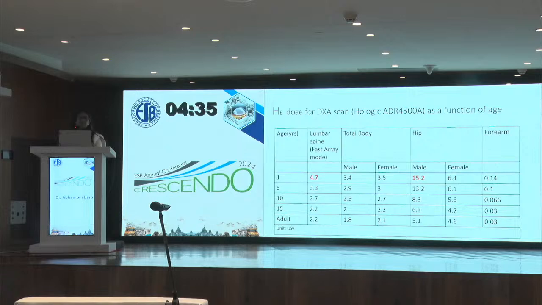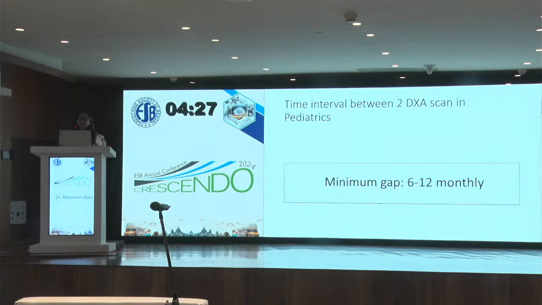And we consider the age. At a very young age, the exposure, the effective dose, is more, but then as we go towards adulthood, the exposure is less. So the time interval between two scans, the minimum gap should be 6 to 12 months, especially 12 months. So we should not do very frequent DEXA scans.